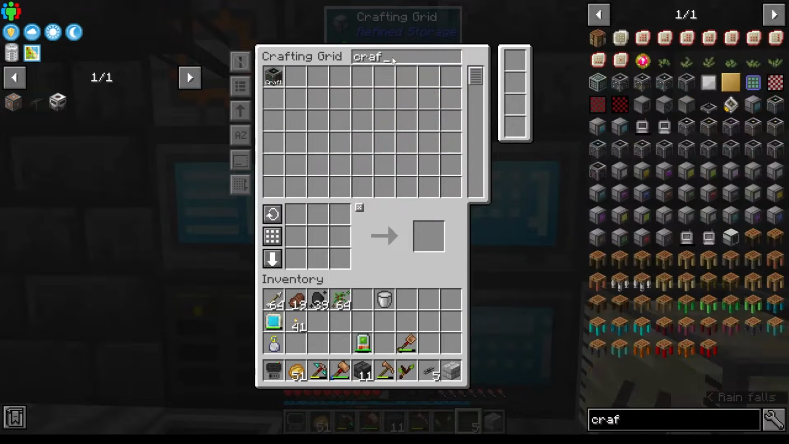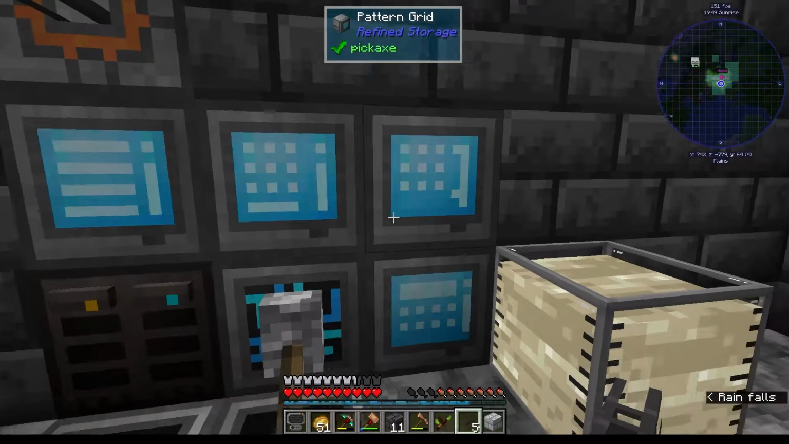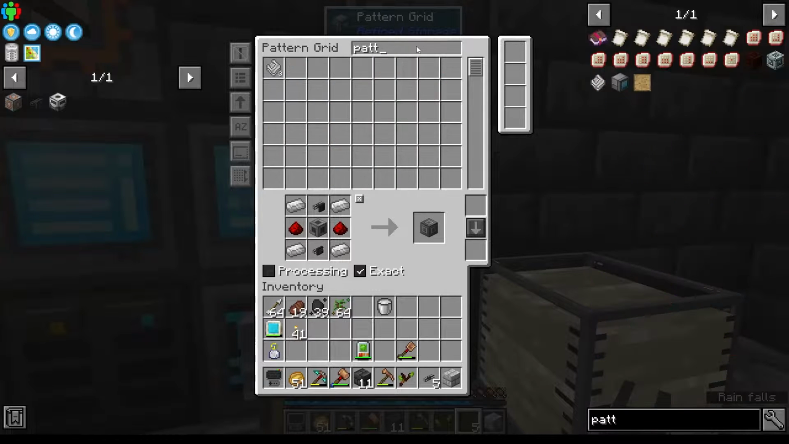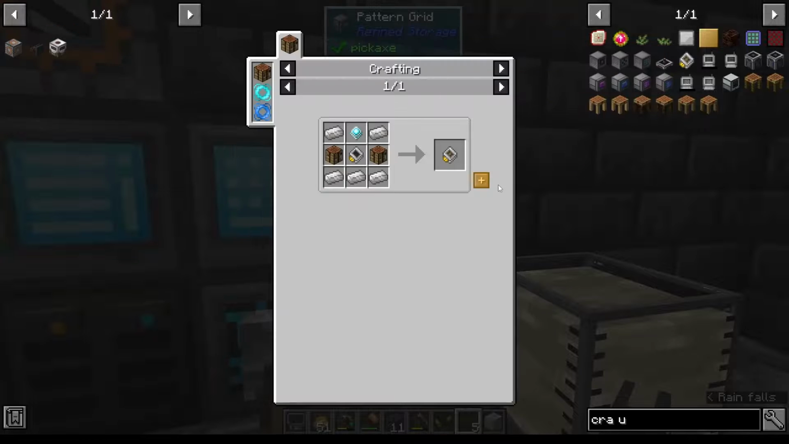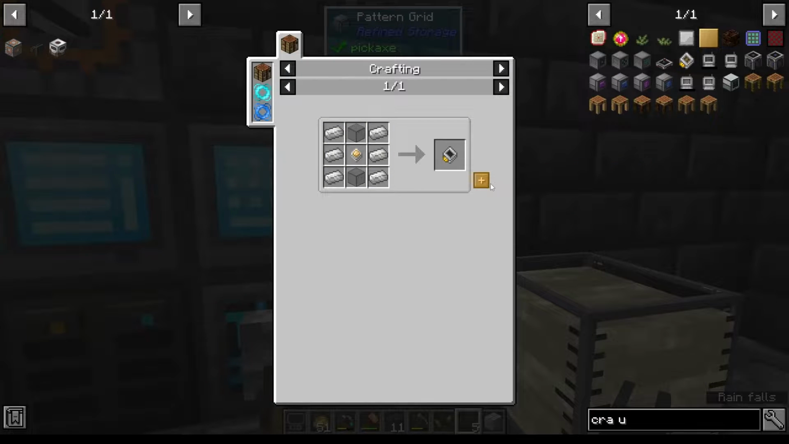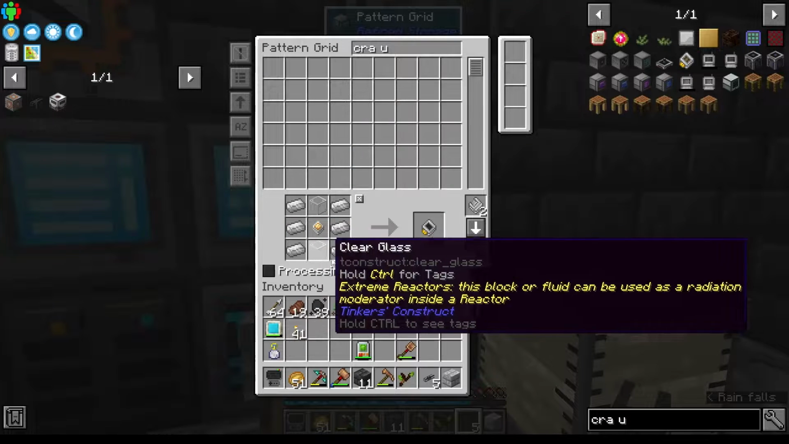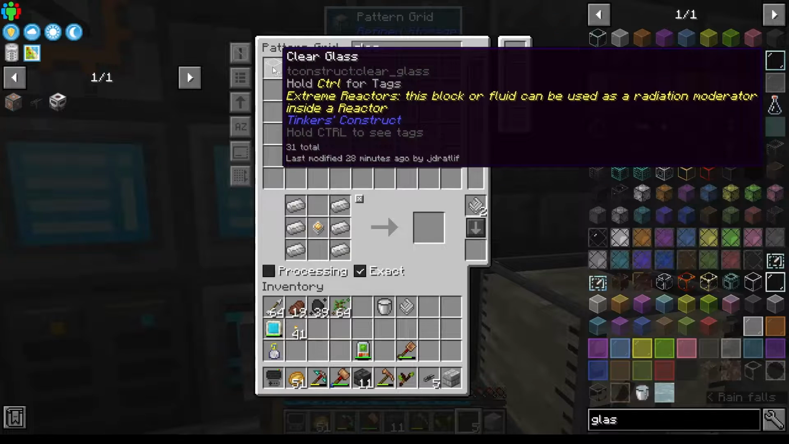We need a crafting upgrade. So I want a pattern for this. We don't have any patterns right now, I don't think. So we've got 3. I guess we can do that. So crafting upgrade. Teach it to make this, which needs this. Oh, nope. I don't want you to have glass. I don't want you to have clear glass. I want you to have glass.